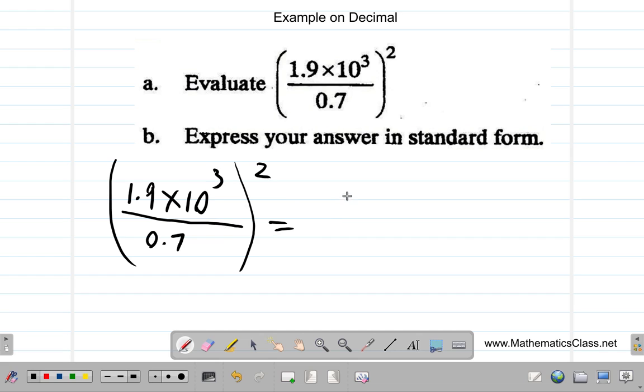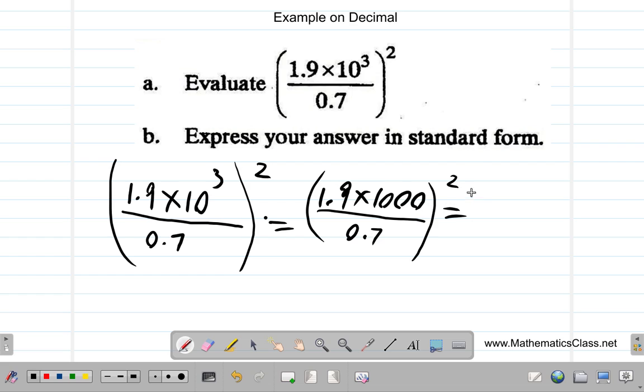So, 1.9 by 10 to the 3 means the same as 1.9 times 1,000. Alright, now we're going to divide by 0.7, all of that squared. So 1.9 times 1,000 is 1,900 divided by 0.7, all of that squared.